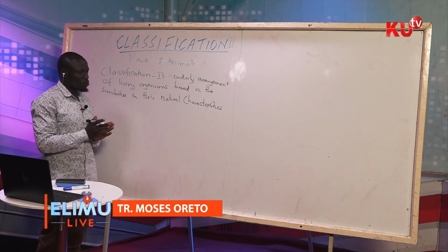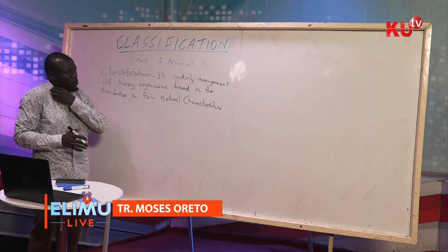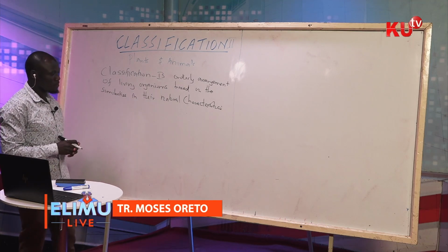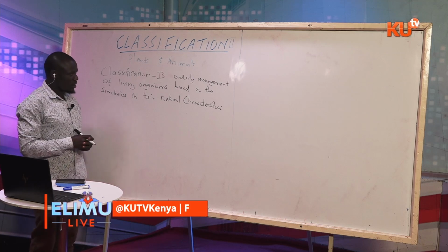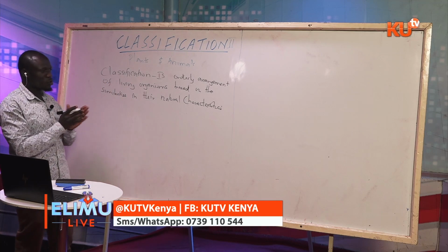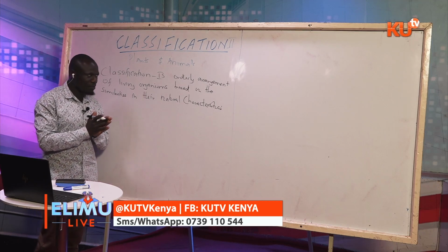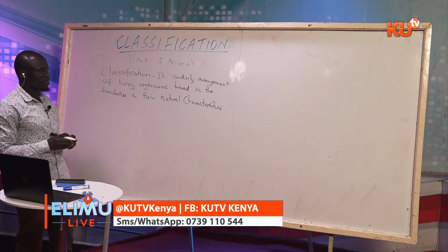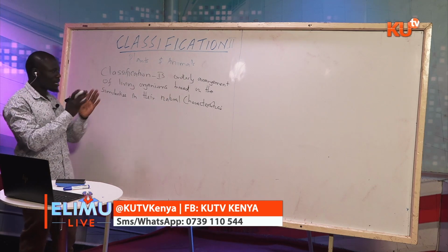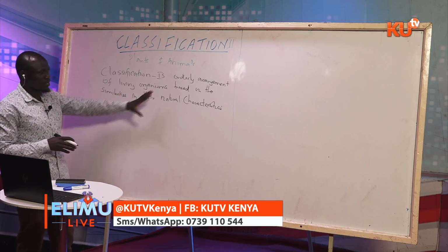And based on that, I want to say that in the history of living organisms, we were told that a scientist carried out research, and in the research, these people realized that we had almost 5 million organisms on the Earth's surface. Of these 5 million organisms, they were only able to discover about 2 million of them. Those are the ones that were discovered and were able to be named based on those natural characteristics.